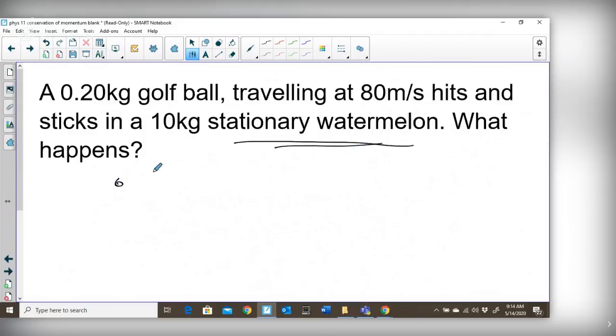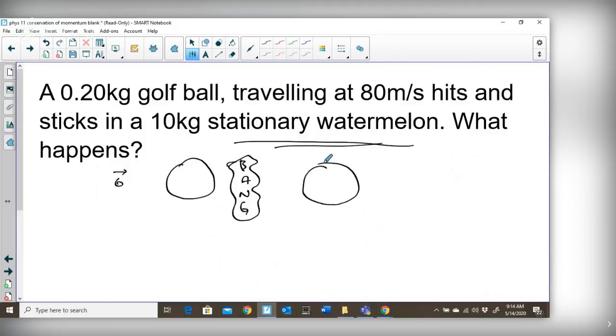All right, so we've got our golf ball that's traveling at our watermelon. Bang. Now, would it really be a bang, or would it be sort of like a whoosh? And then we've got our watermelon with our golf ball, and they're moving off together. Here, velocity is equal to 0.